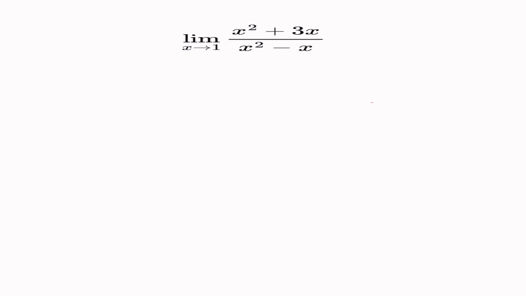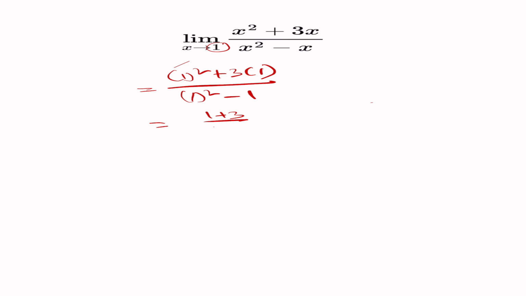For this one, when you plug in the values of the limit and you get undefined, that is also when the limit does not exist. Let's say if we plug in x equals 1, x approaching 1, it's going to be 1 squared plus 3 times 1, and in the denominator 1 squared minus 1, which is 1 plus 3, and 1 minus 1 is 0. So this is undefined, so this limit does not exist.